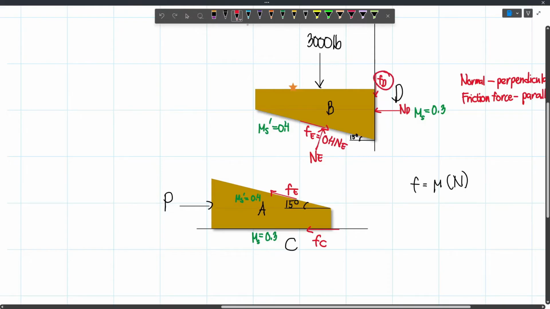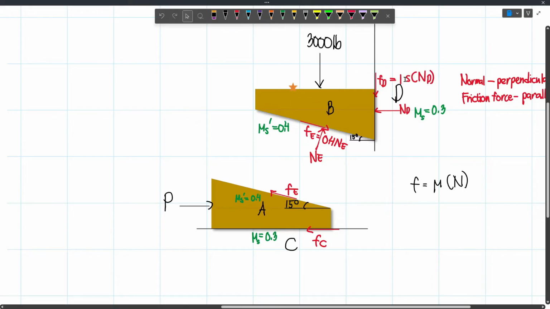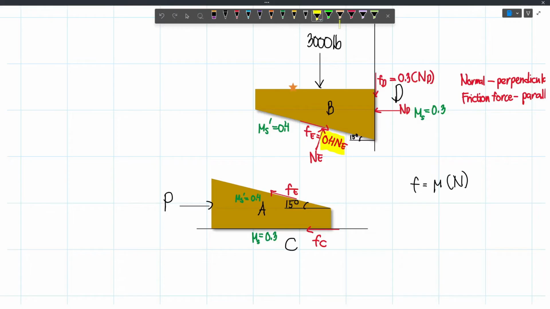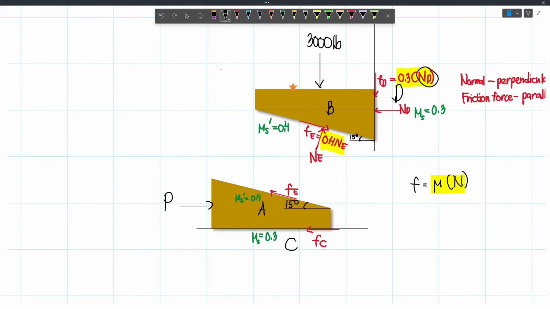And then we can also write FD as 0.3 ND. Again, this is mu s times the normal force, and then we can change this one into 0.3. Again, for these two, this one and this one, we are just using this formula. And so now we can sum up forces vertical and horizontal to find our unknowns. However, we have two unknowns for this one. We have NE and ND, and so we will need two equations to solve the two unknowns.